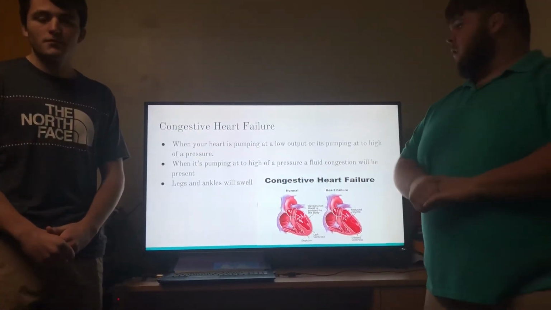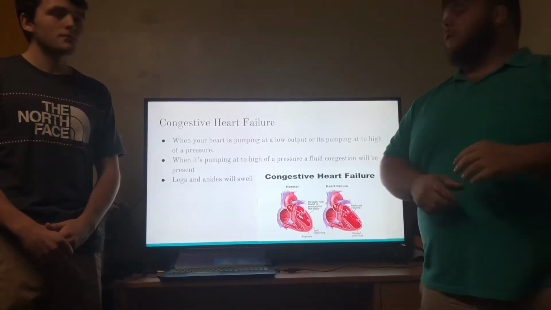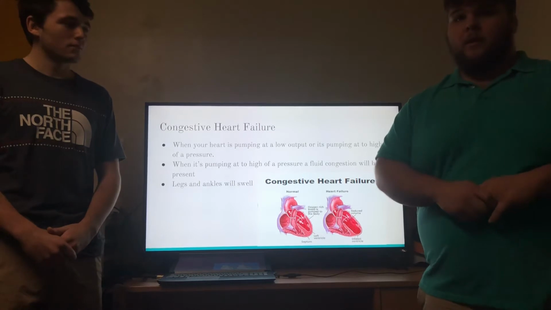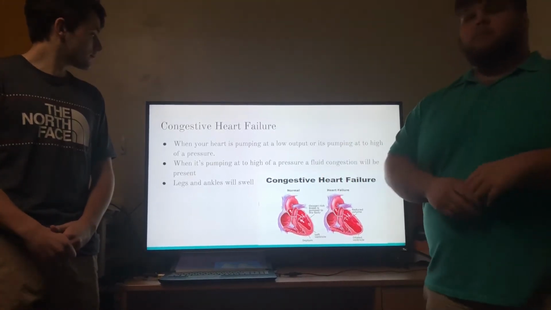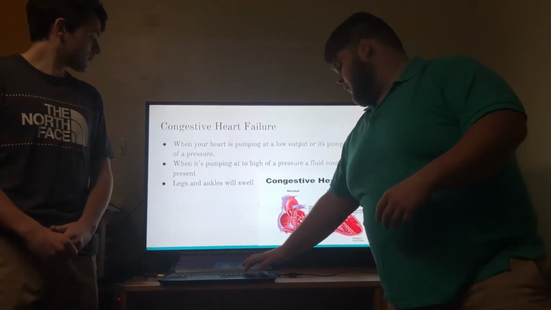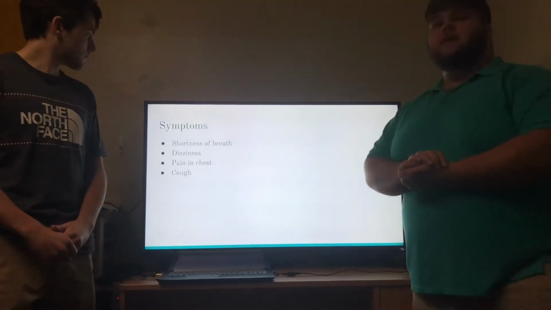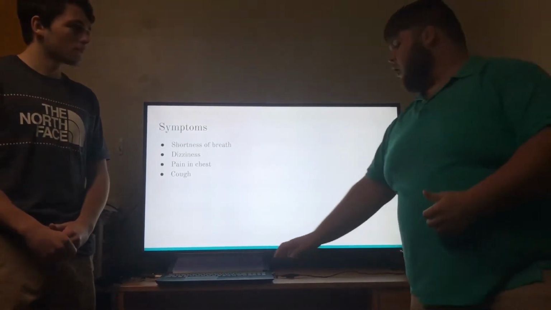Congestive heart failure is when the heart is pumping at a low output or it's pumping at too high of a pressure. When it's pumping at too high of a pressure, a fluid congestion may be present. Legs and ankles will begin to swell. Symptoms include shortness of breath, dizziness, pain in chest, and a cough.